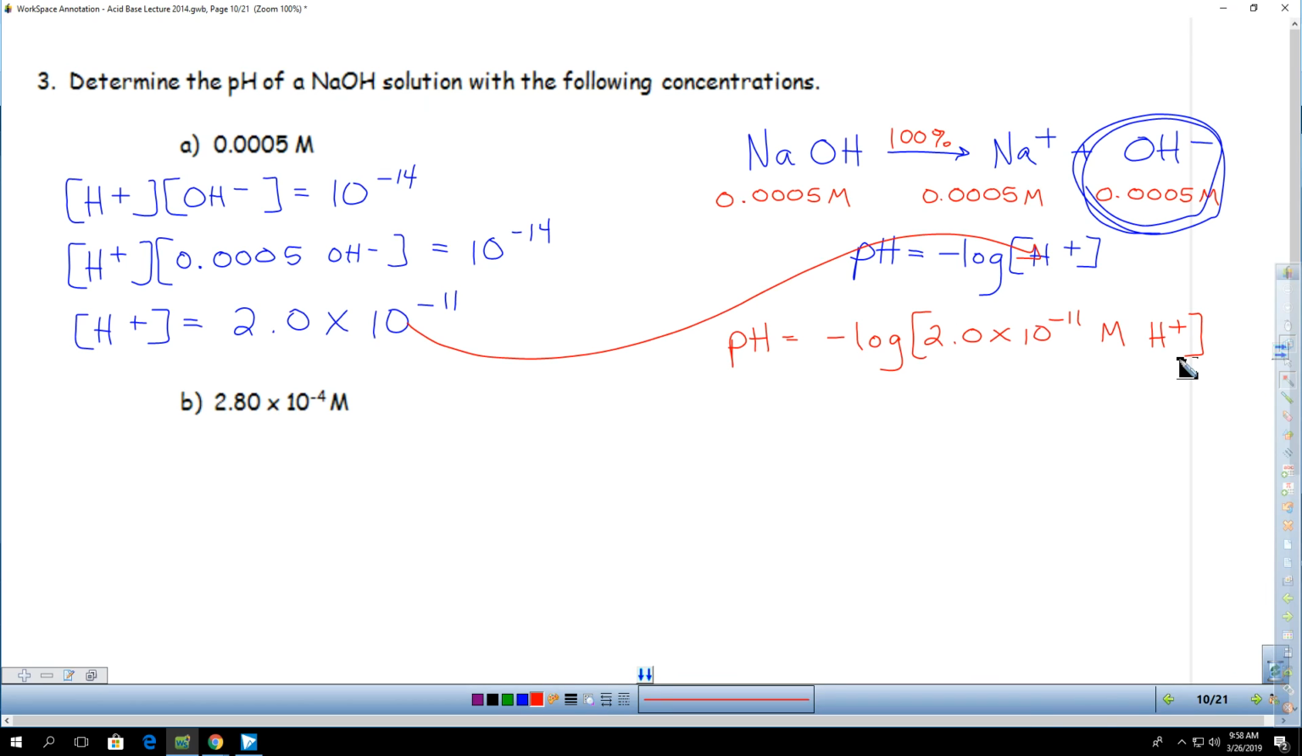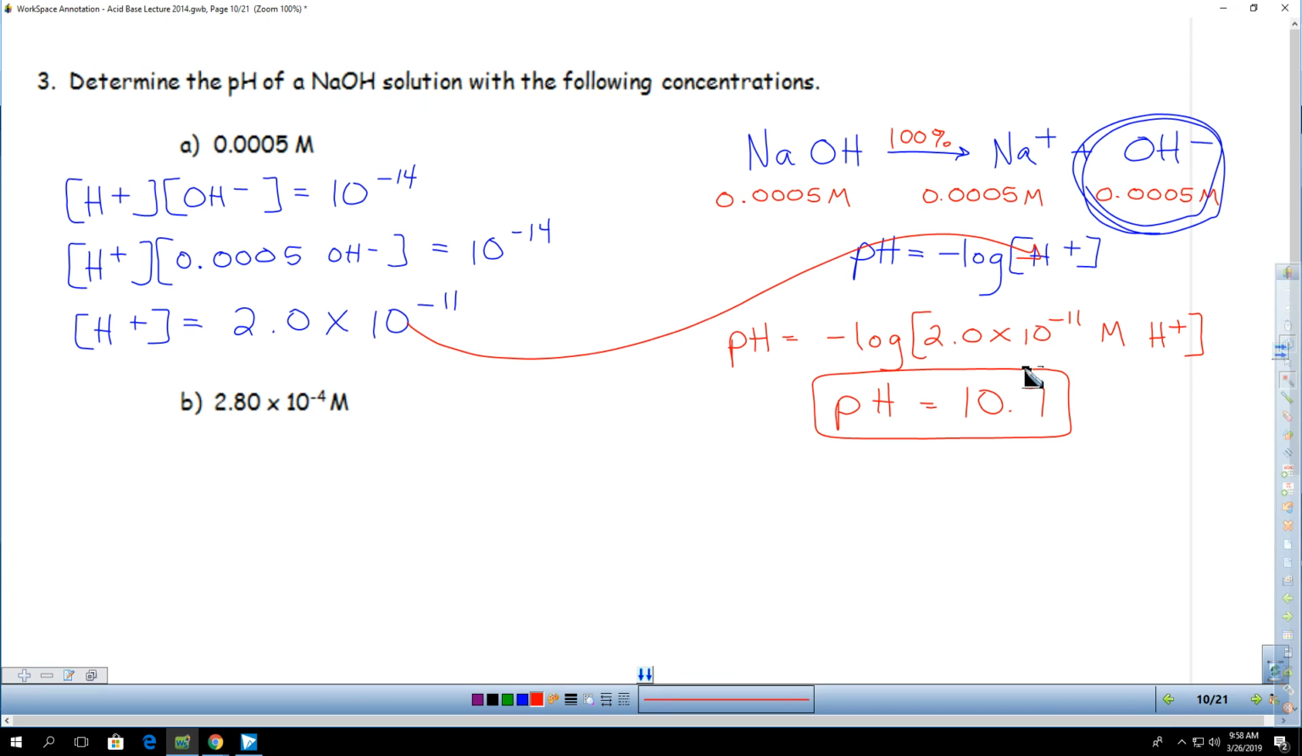If my calculator dies in the middle of the test and it's multiple choice, I'm going to pick something close to 11. pH should be the opposite exponent of 10. Now, it's not going to be exactly 11 because I don't have a 1 out in front. But if I plug this in, opposite log, 2 times 10 to the negative 11th, I get a pH of about 10.7. Seems reasonable to me.